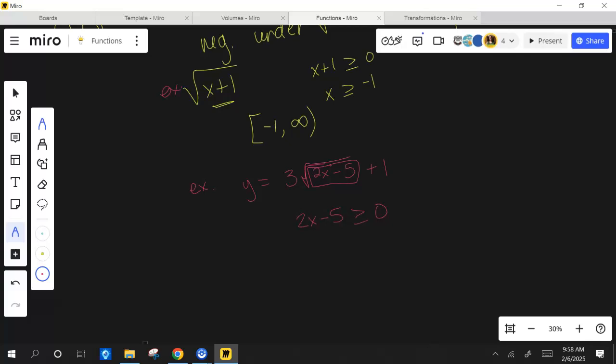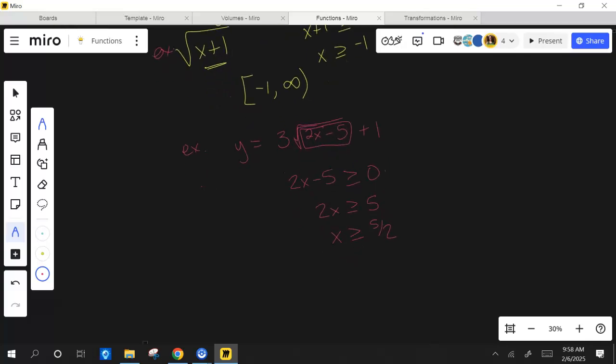Why? How do I know that? Why does that have to be positive? I can't have a negative under the square root. So now I just solve it for x. Add 5 and divide by 2. It wouldn't be on your graph because you're only graphing real numbers. So the domain of this one would be from 5 over 2 to infinity.